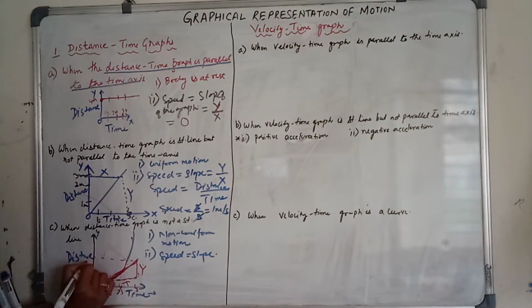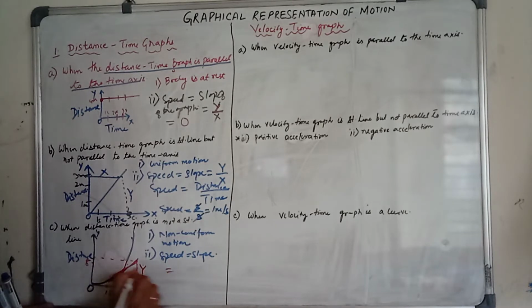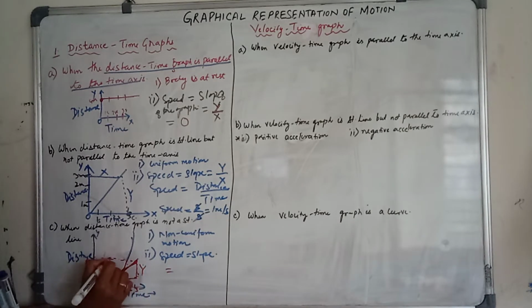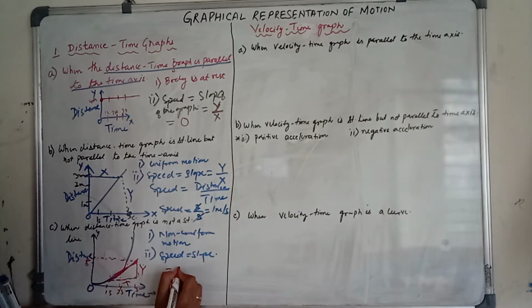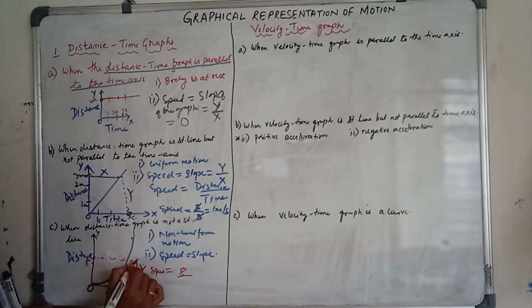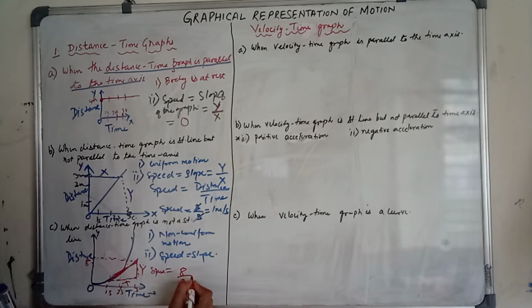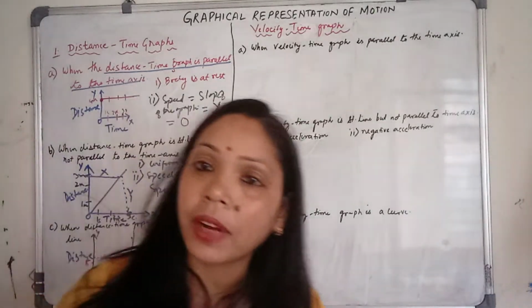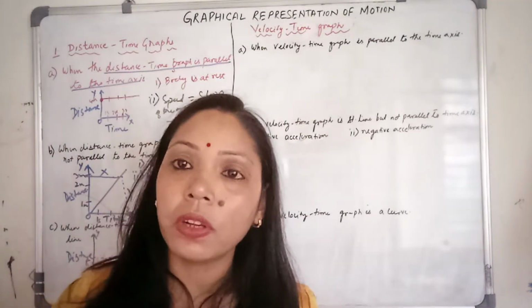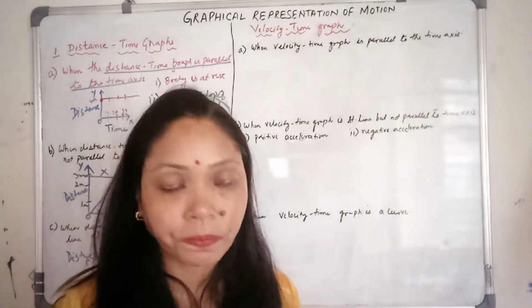Suppose this measurement is your 8. So speed will be, just see this mark. This one will be the distance, which is 8. So speed is equal to 8 by, and see this one, this time will be what? 3. So 8 by 3 meter per second. So in this way we can find the speed for non-uniform motion.